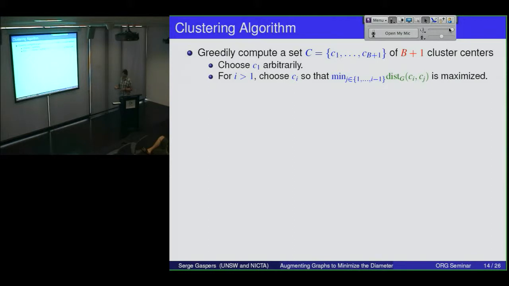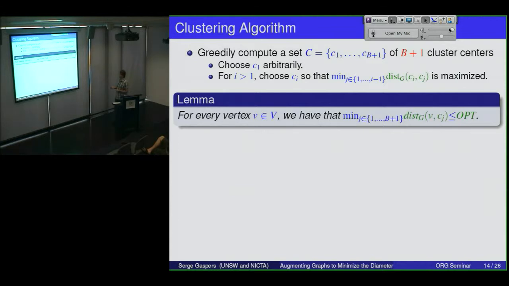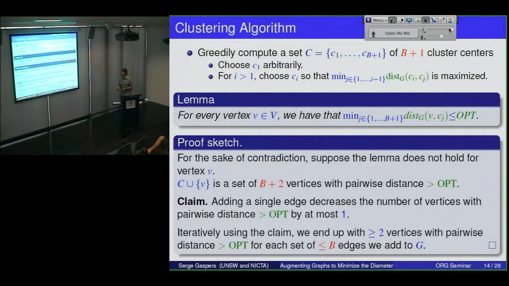So, when we do this, we actually prove that for every vertex in our graph, the minimum distance from this vertex to a cluster center is at most opt. To give you a proof sketch, suppose the lemma doesn't hold for vertex V. So there is a vertex V that has larger distance to any cluster center than opt.